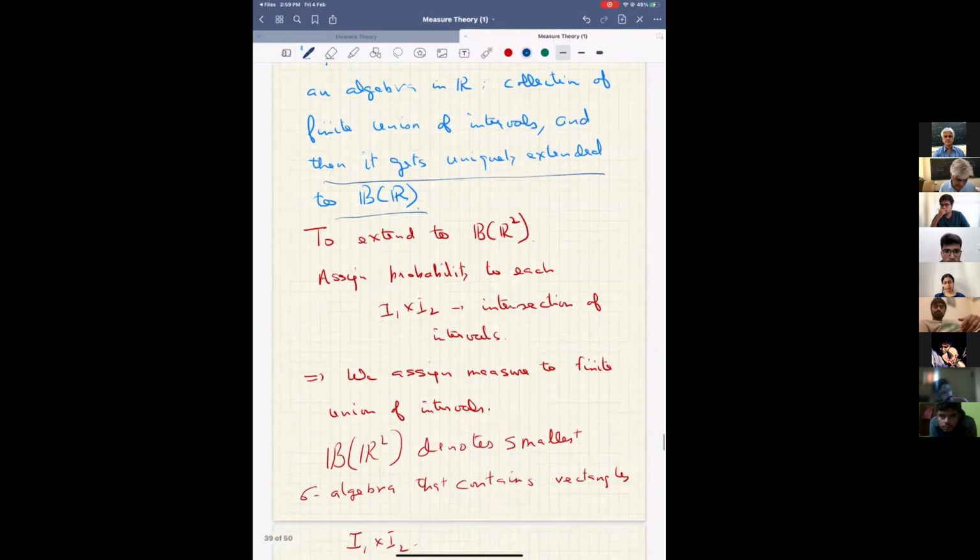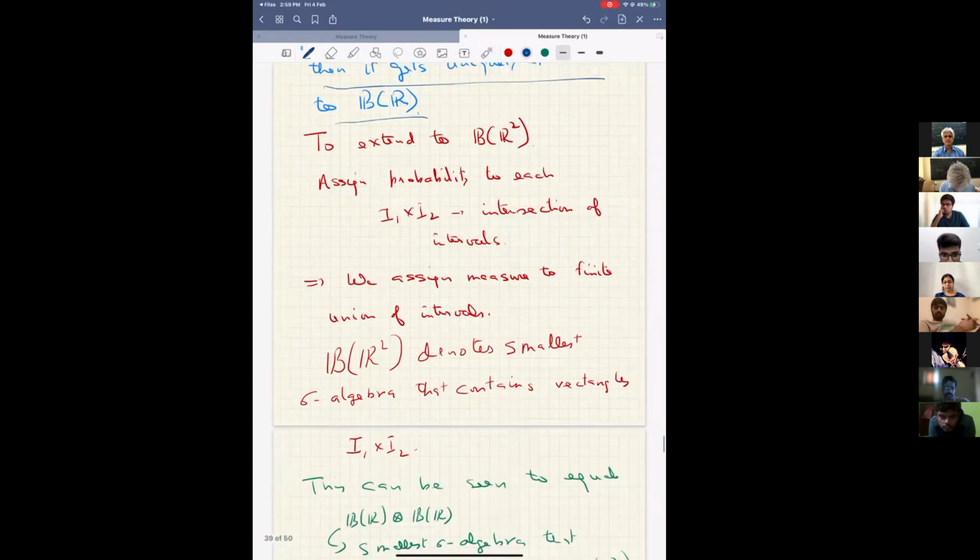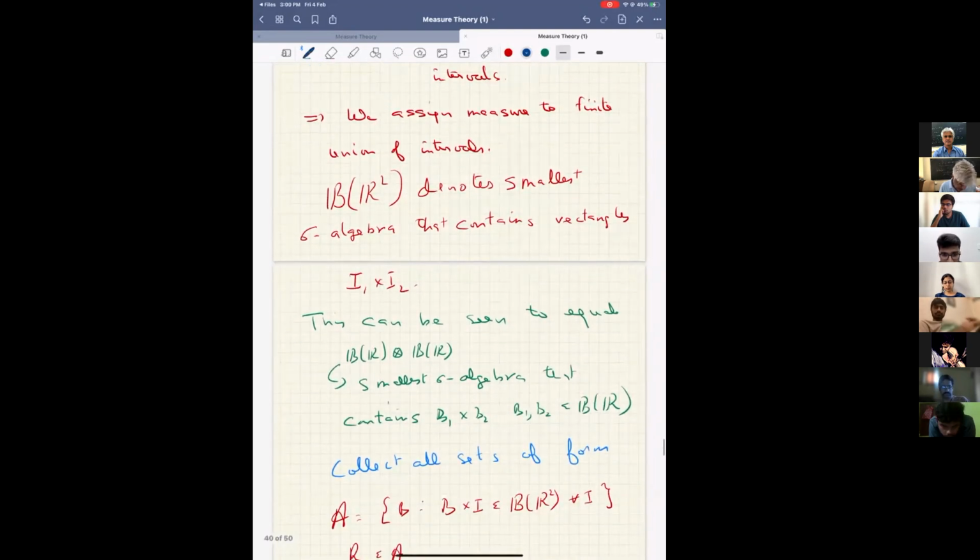Okay, so that's the big picture. We can assign probability to this algebra, and then we're hoping Caratheodory's theorem will extend it to B of R2, the smallest sigma algebra which contains all these rectangles. So one interesting point to see is as follows. It clarifies things. This sigma algebra, which is the smallest sigma algebra which contains all the rectangles, or you can even say open rectangles, that can be a definition.